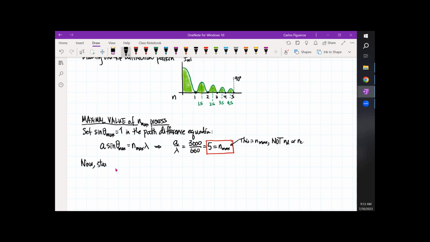So now start summing the n values for minimas and maximas until they exceed Nmax, which in this case is 5.